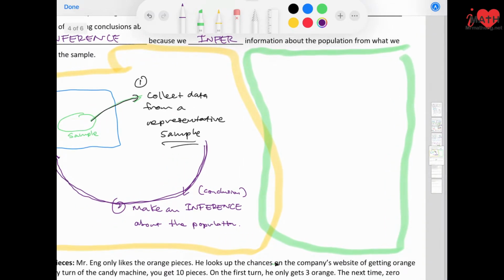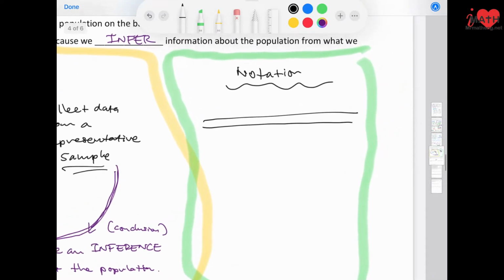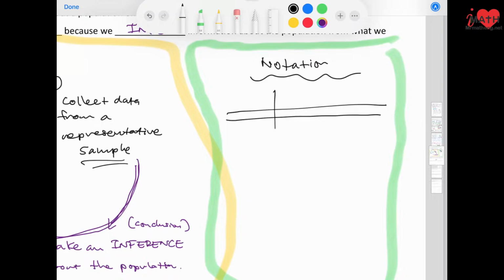All right, here's my second one. I'm going to call this one notation. We'll call this one quantity, or a stats vocab word. We'll call this one statistic. And we'll call this one a parameter.